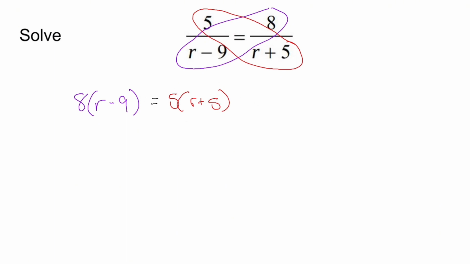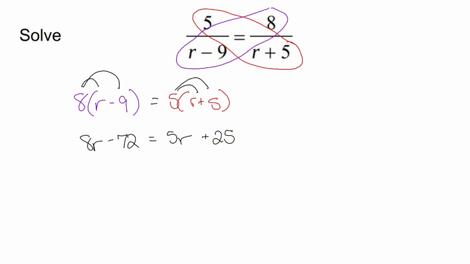And what you have on the left side and on the right side is distributive property. So whenever you have distributive property, do it. 8 times r is 8r. 8 times negative 9 is negative 72. Drop down the equals. 5 times r is 5r. 5 times 5 is 25.